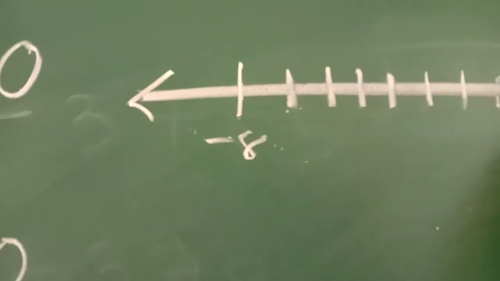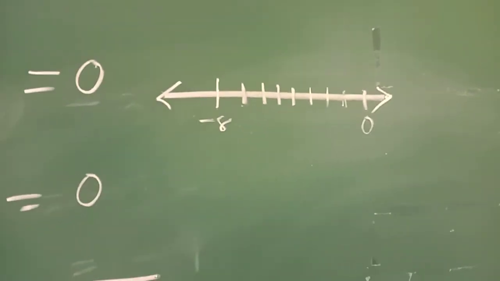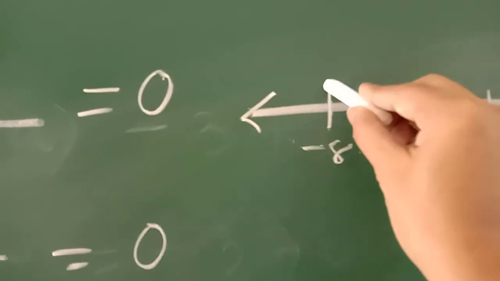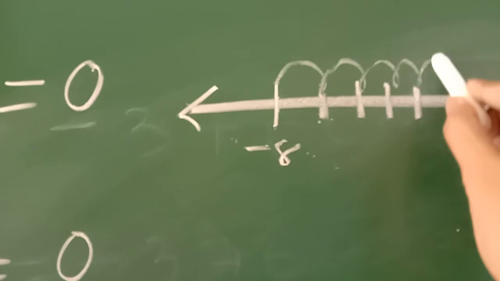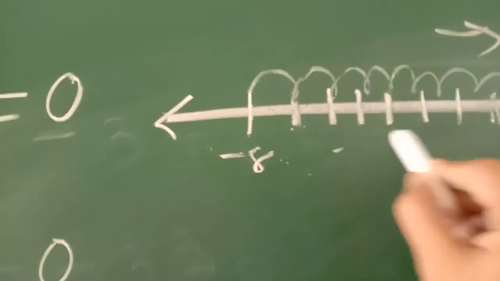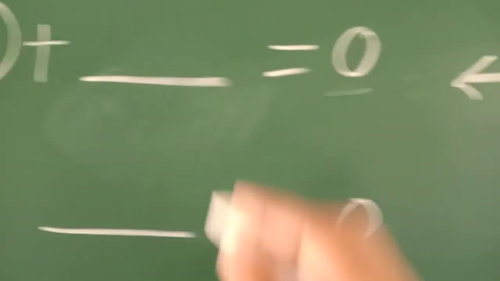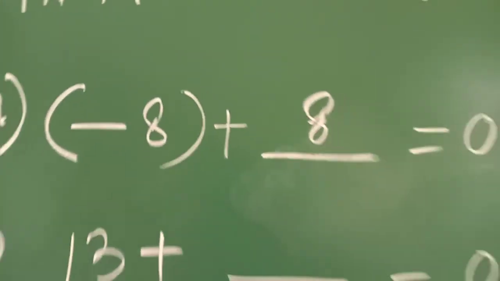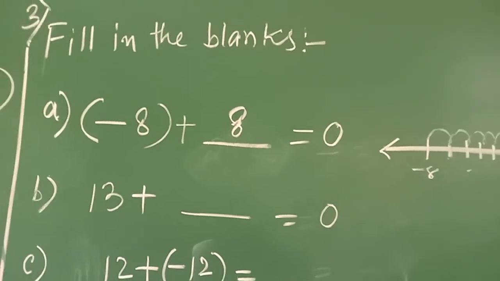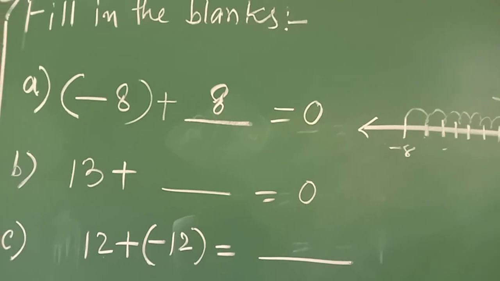Now when you reach this place, the result is 0, then what are you doing? You are going to the right side. How many places? 8 places. So positive 8 you need to make it 0. This is the additive inverse to reach 0.